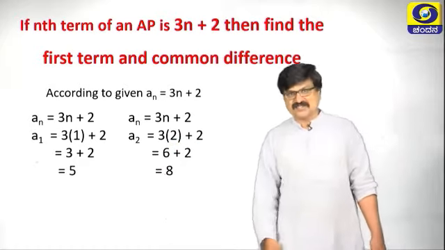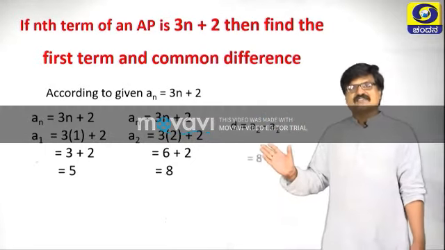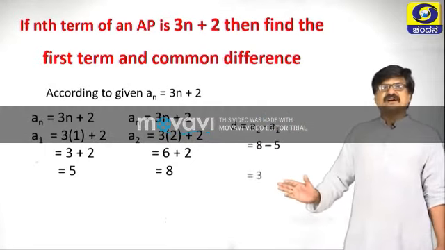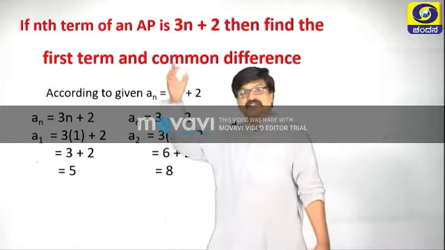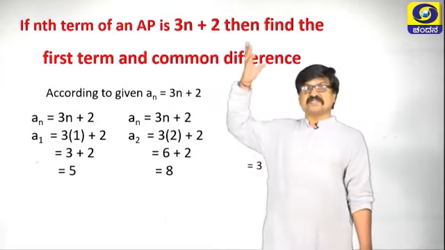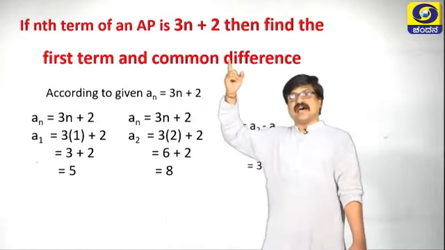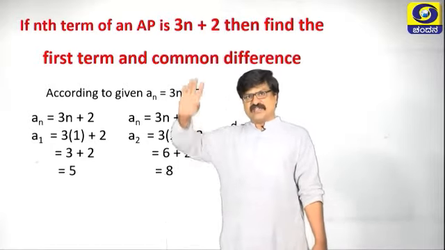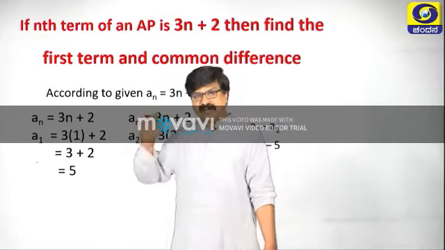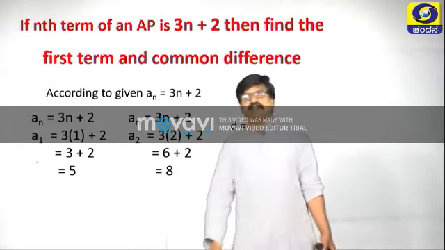My dear students, you know how to find D. Formula, substitute, simplify, we get the D value. And like this, they may ask any other linear form equation as the nth term. For all linear type of equations, the terms are always in AP form only. With the help of that, we can find A and D.